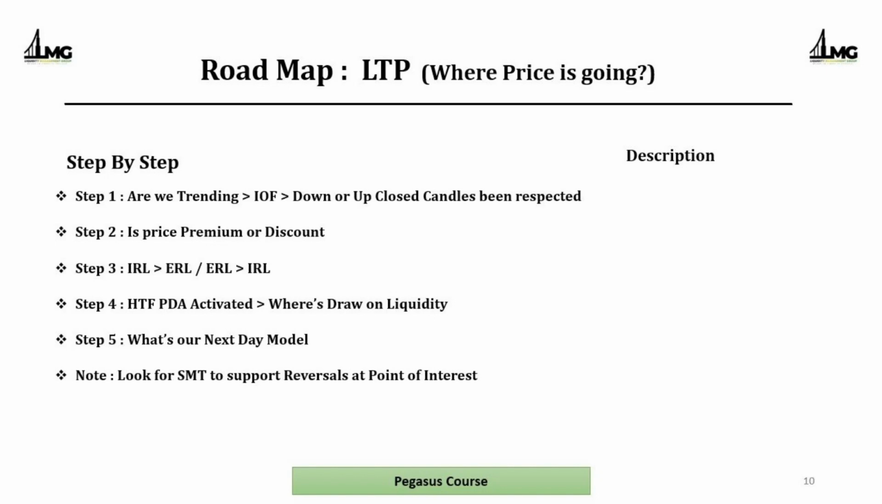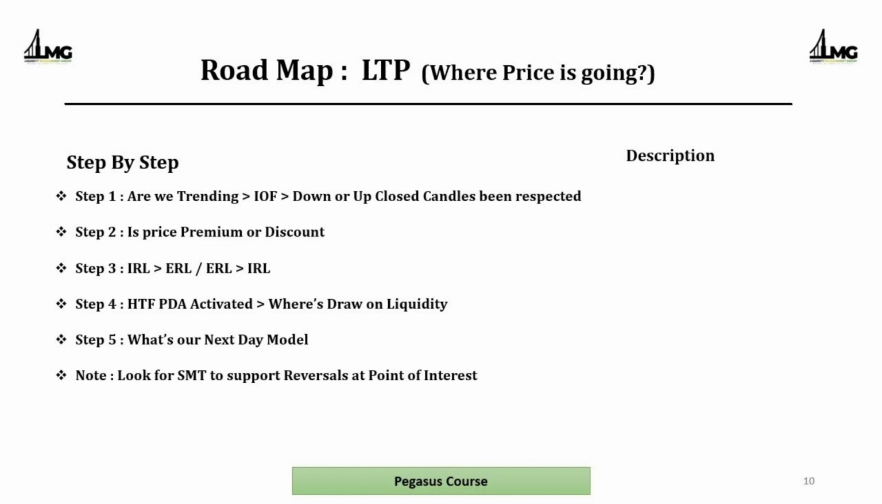So if internal has been activated, we'll be looking at, okay, where's our external? That's our draw on liquidity, and vice versa. If it's external being activated, we'll be looking at our internal being our draw on liquidity. And then the fifth step is: what's our next day model?